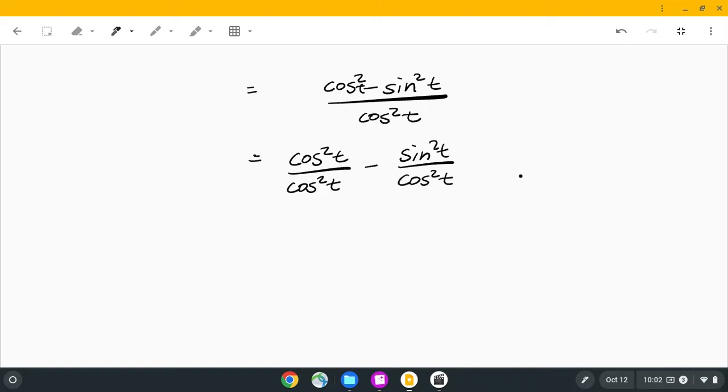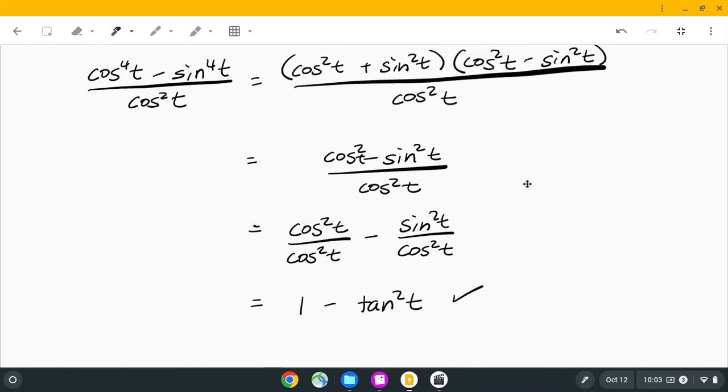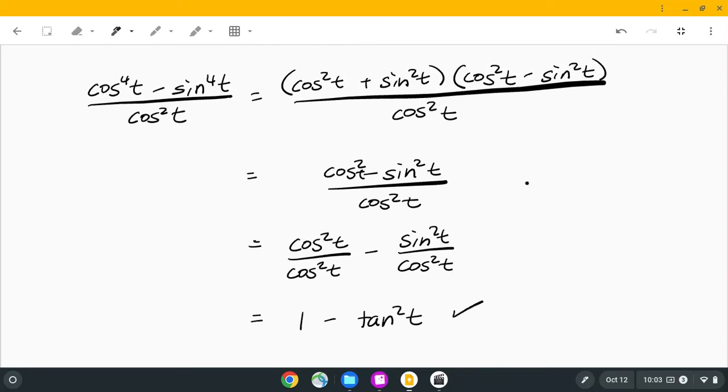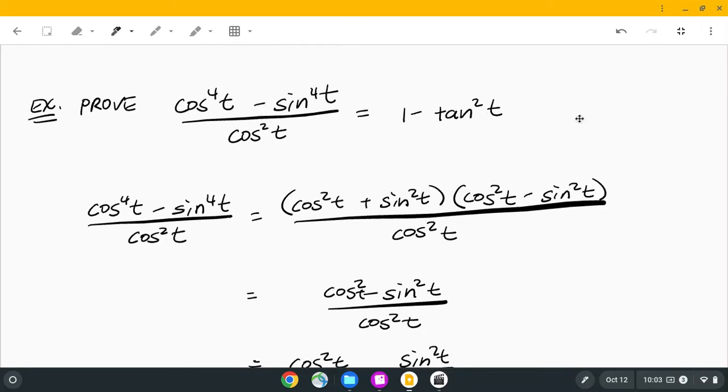These two are equivalent, right? Because here I could combine these two fractions because they have the same denominator. And if I do combine them, this is what I would get. Okay, so I went ahead and split them up. This is 1, and sine over cosine is tangent. And this is exactly what we wanted. Okay, 1 minus tangent squared.